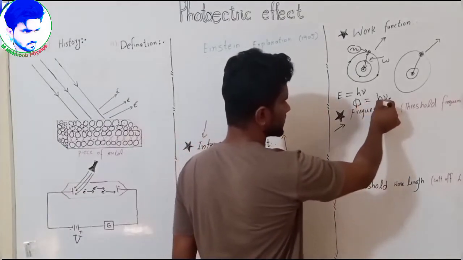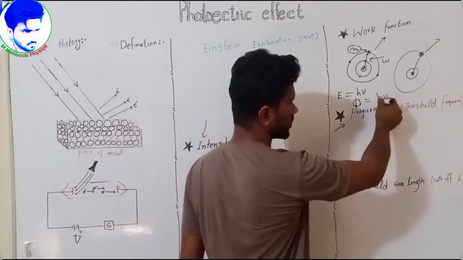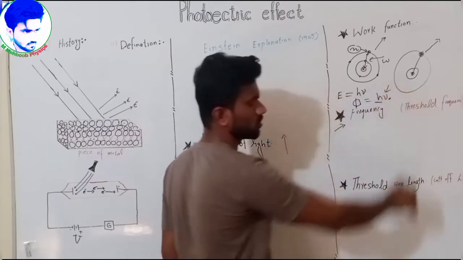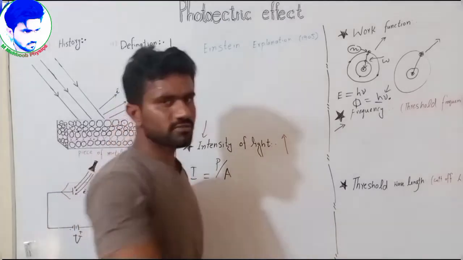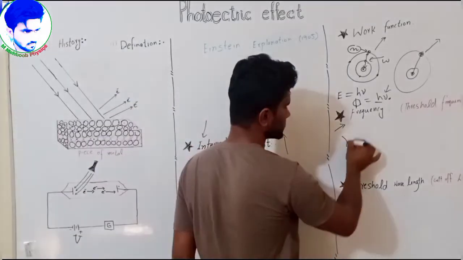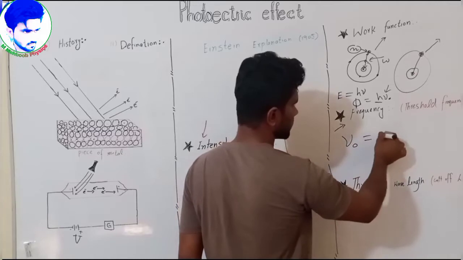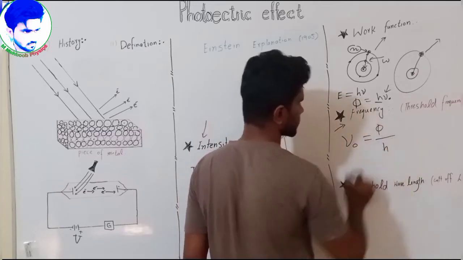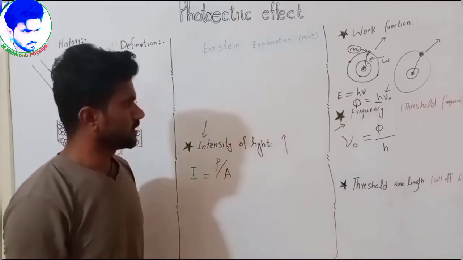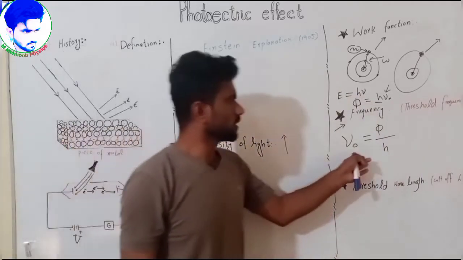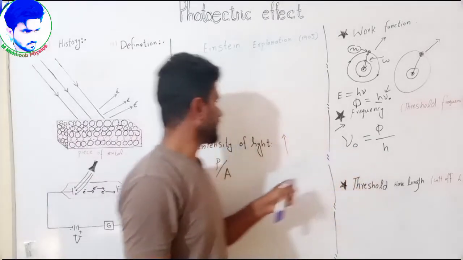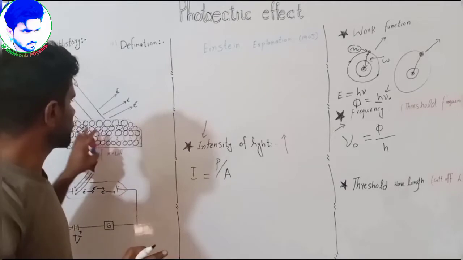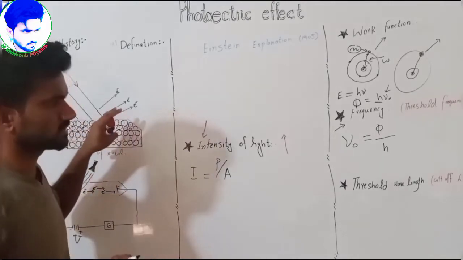So we can find out the work function by multiplying h, Planck's constant, with the value of the threshold frequency, and we can also find the threshold frequency as the work function over h, Planck's constant. So the work function is the minimum amount of energy required to eject an electron from the metal surface.